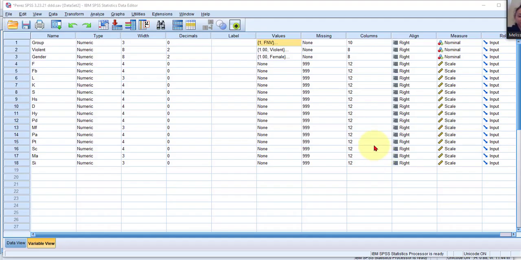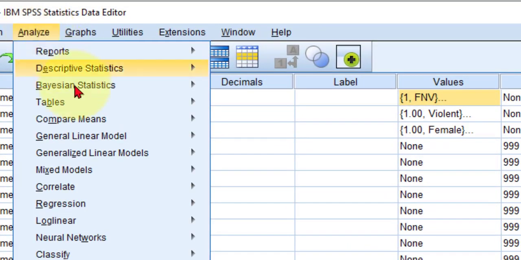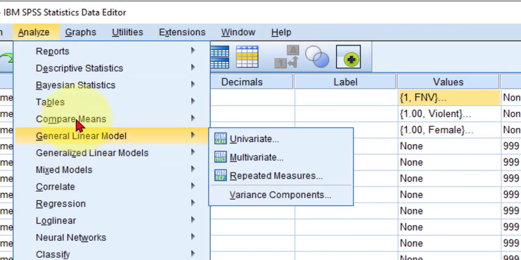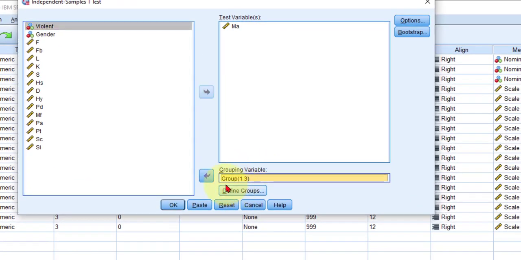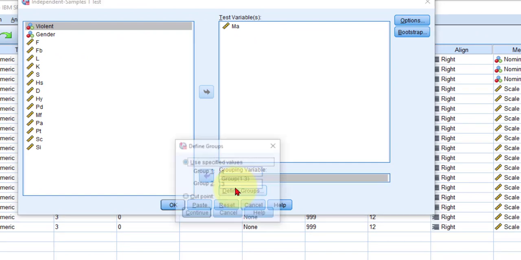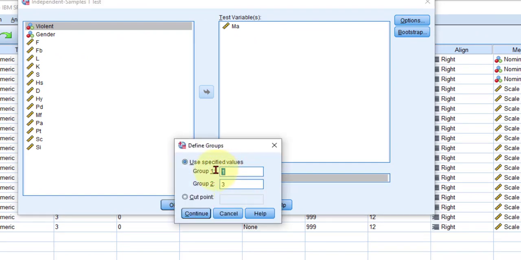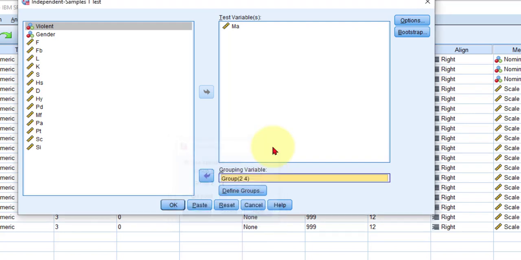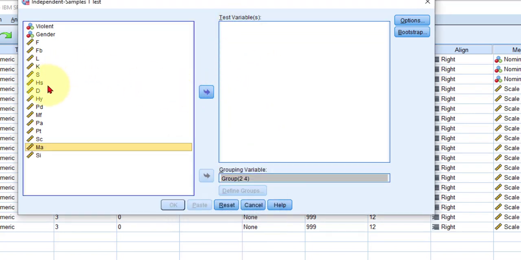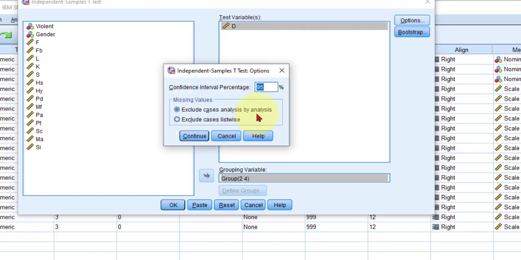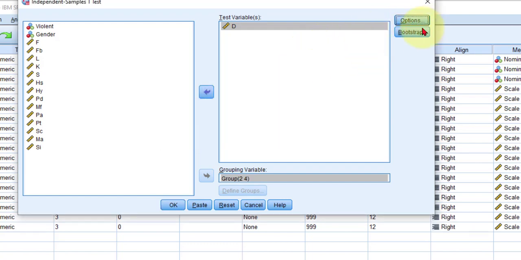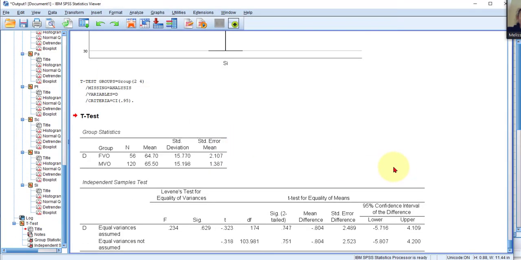So now we're going to run the t-tests, and we're going to do Analyze, Compare Means, Independent Samples t-test, and we're going to do 2 and 4. So it's for the male violence versus the female violence. And this is going to be for D. Is there an option for a one tail? No, I don't think so. Bootstrap, we never use bootstrap. That's for the bad guys.